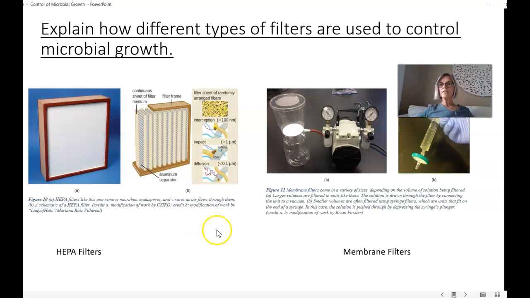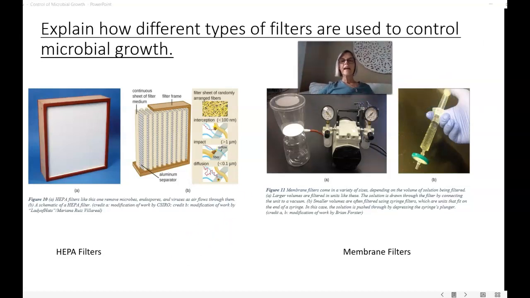The next physical method of control I wanted to go over is the use of filters. And you can see here, again, these pictures are from your book, so you can go read about this in your textbook. But there's something called a HEPA filter. HEPA filter means high efficiency particulate filter. And HEPA filters are designed to filter microorganisms out of air. And here they're showing you different kinds of HEPA filters.